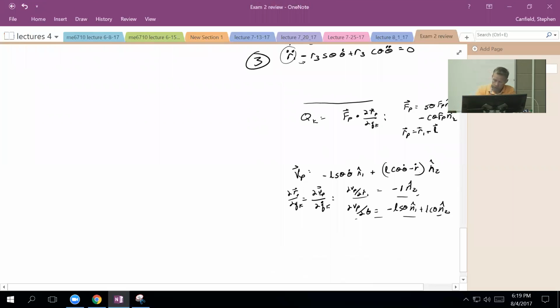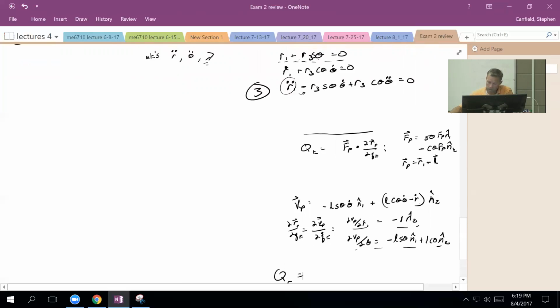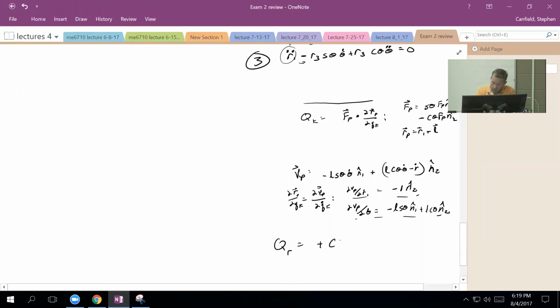So our Q sub R will derive from this. Q sub R will be this term here dotted with F sub P. So it's an N2 dotted with that N2, so it's going to be positive cos theta F sub P. Our Q sub theta is going to be this term dotted with this guy. So I'm going to get two of them: F sub P times minus L sine squared theta minus L cosine squared theta, which is just F_P L. It's my Q theta.